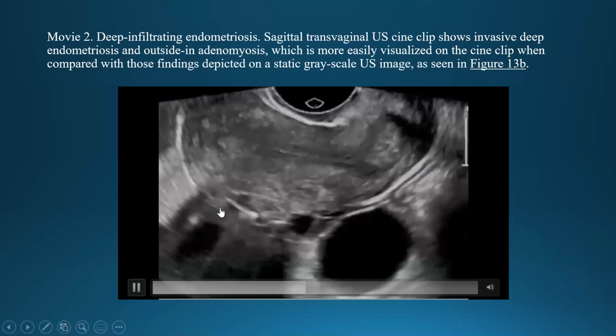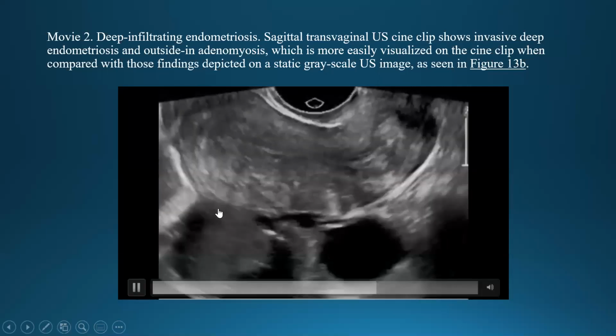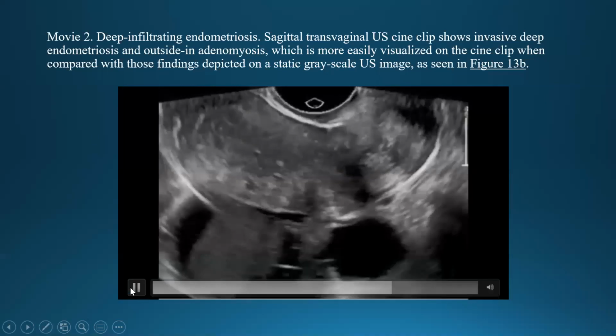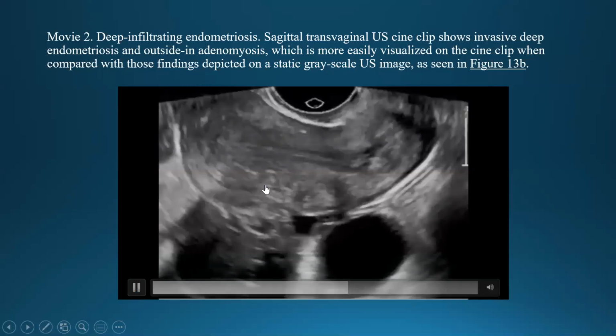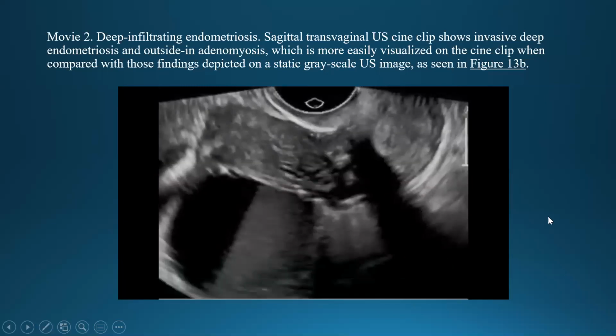This is a Sunny clip. You could see here in the posterior aspect of the uterus, this is a deeply infiltrating endometriosis. It's not an adenomyosis. It doesn't qualify to be an adenomyosis.